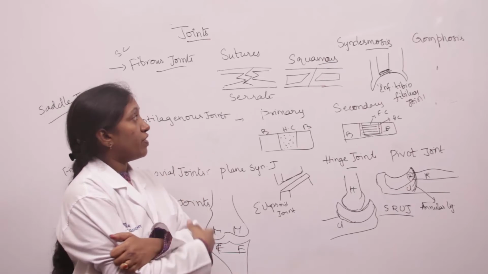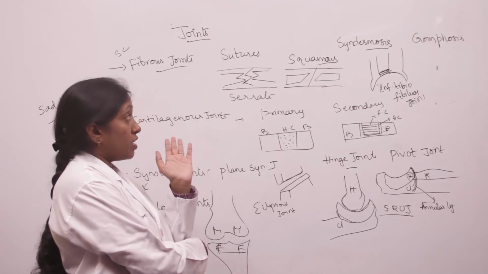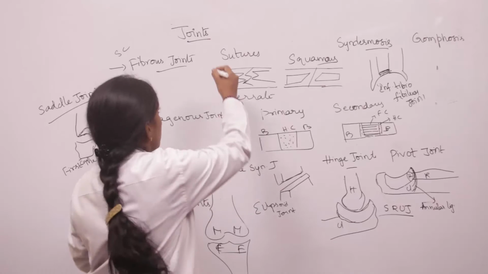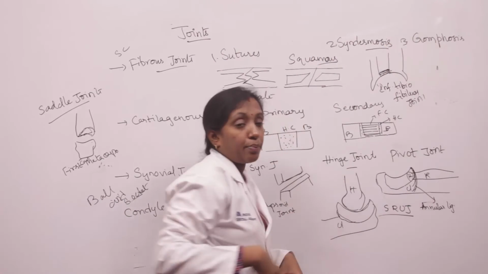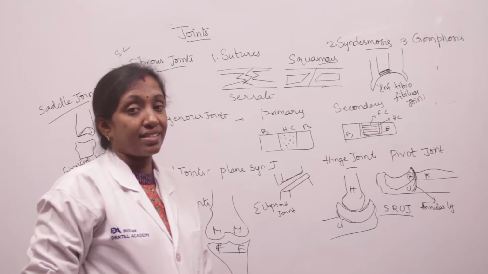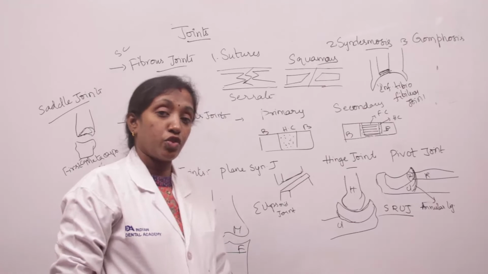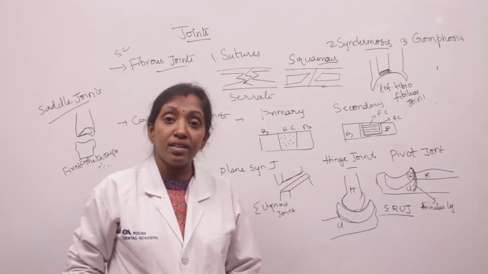In the fibrous joints we will discuss sutures, syndesmosis and gomphosis. Gomphosis is, for example, a tooth present in its socket. And cartilaginous joints are the primary and secondary cartilaginous joints. Primary cartilaginous joints are temporary, and will further ossify into bone. Secondary cartilaginous joints are present in the midline.